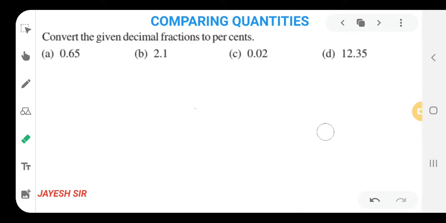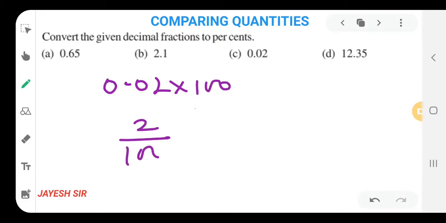0.02%. As I have seen, a lot of my students are facing problems in this. 0.02: we want to insert the percentage sign, so multiply by 100. 0.02 could be written as 2 upon 100 into 100. The 100s cancel, so it is 2%, nothing else.